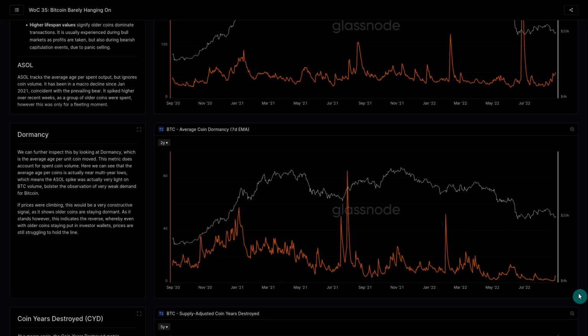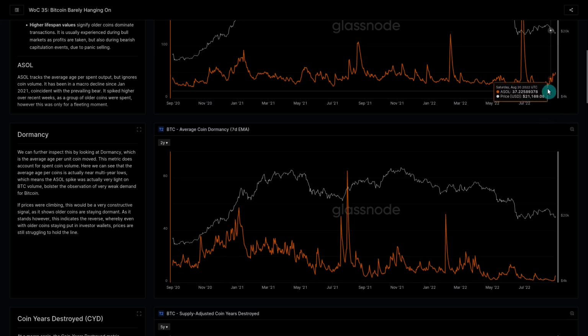So the way to think about this is that yes, older coins were on the move, as suggested by ASOL, but it wasn't exactly at large volume, which therefore gives us a bit more confidence that yes, some people sold into this rally and took profits, or exited their stash when they finally just couldn't handle it anymore, but they weren't a significant amount. It's not a loss of conviction.